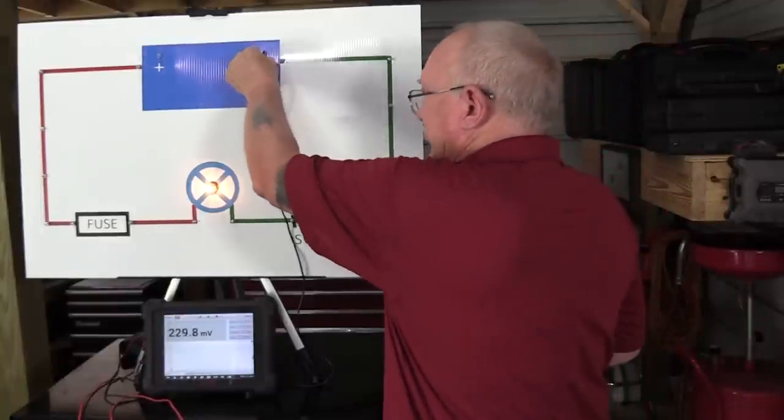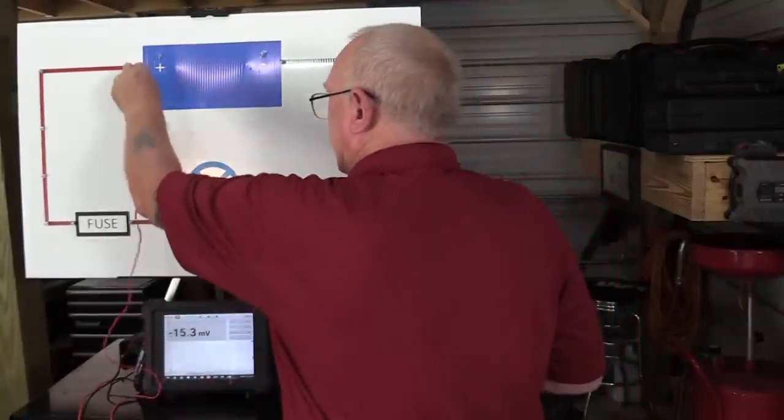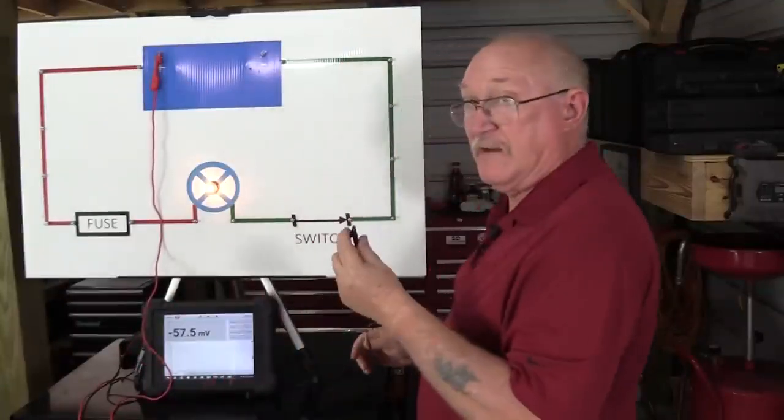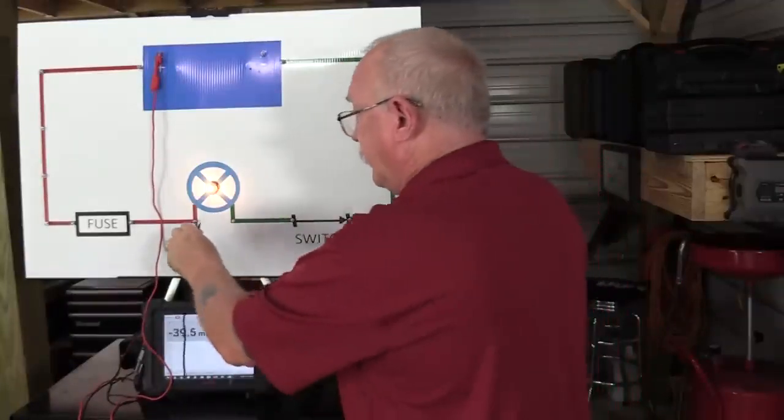So the first thing I'm going to do is I'm going to check the positive side of my circuit. So I'm going to put my positive meter lead at the battery. And where does my negative meter lead go? If you said as close to the load as possible, you're absolutely correct.